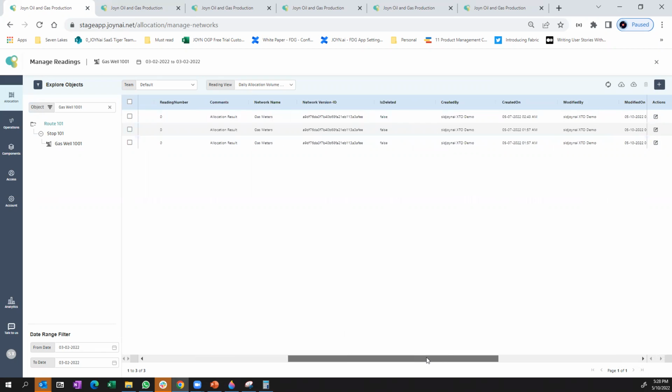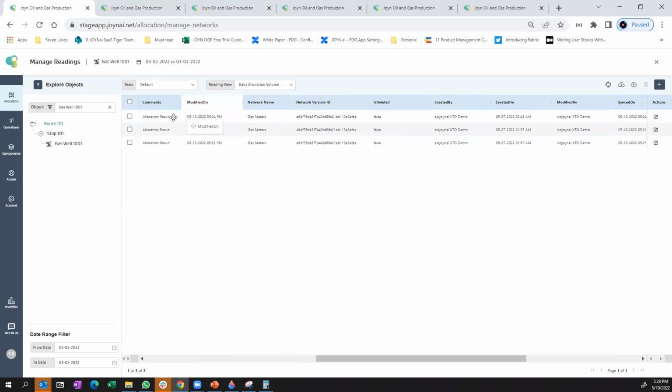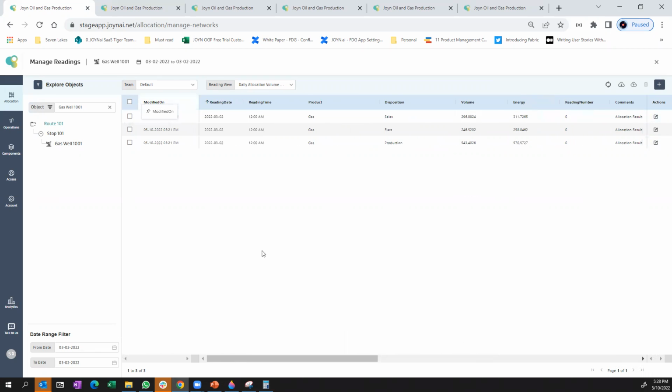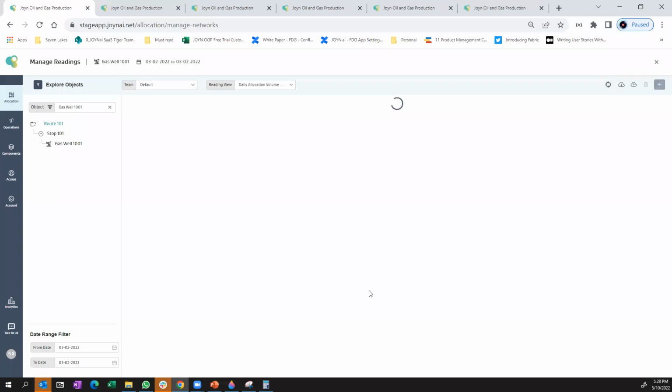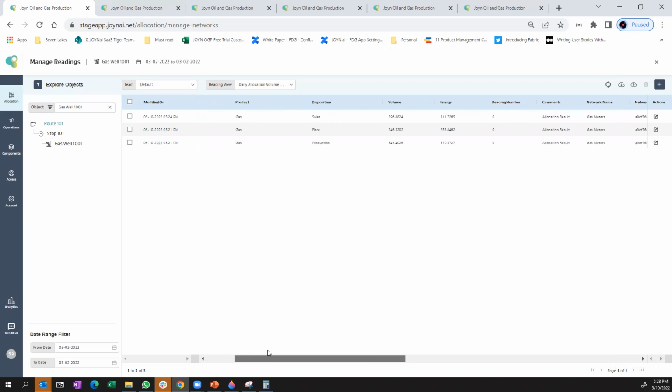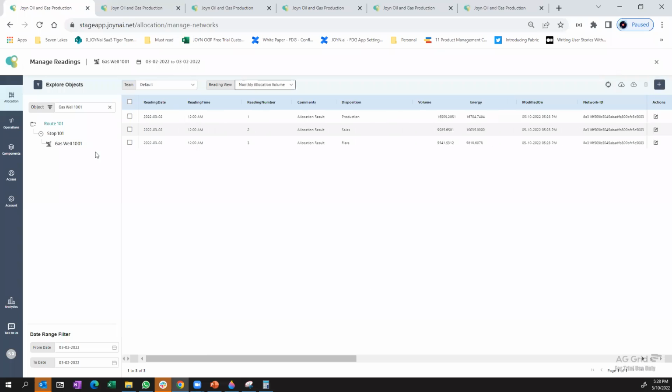So if you look at the modified time, at 5:20, 4 p.m., you would see that the daily volumes are also written. In addition to the dailies, you would also see that the monthly volumes are written for this specific well. In addition to the volumes being allocated, the energies are also allocated back to the wells at 5:28.